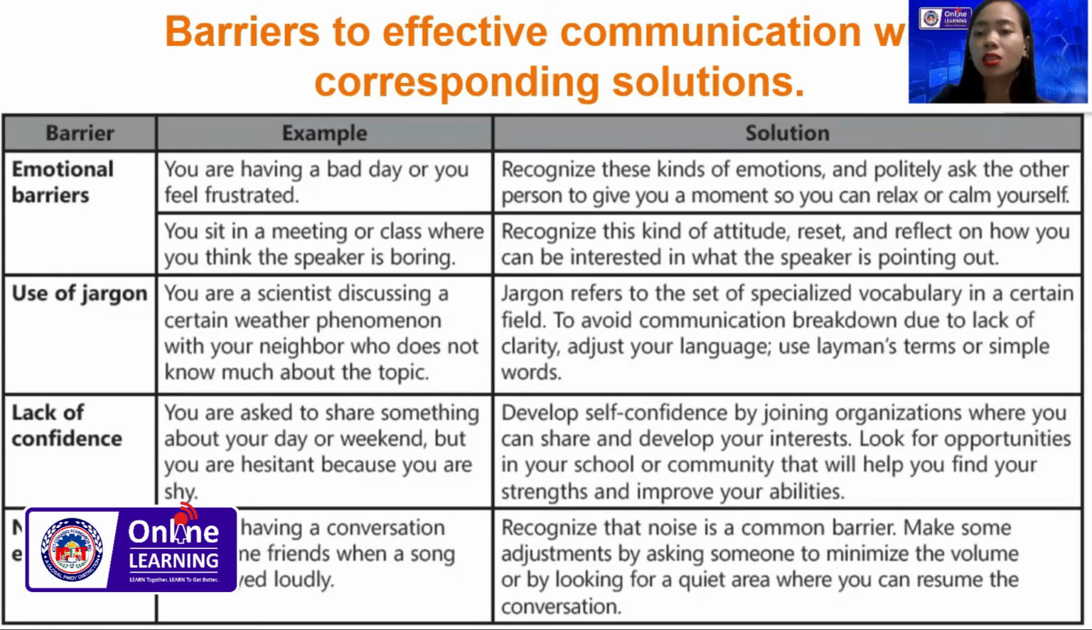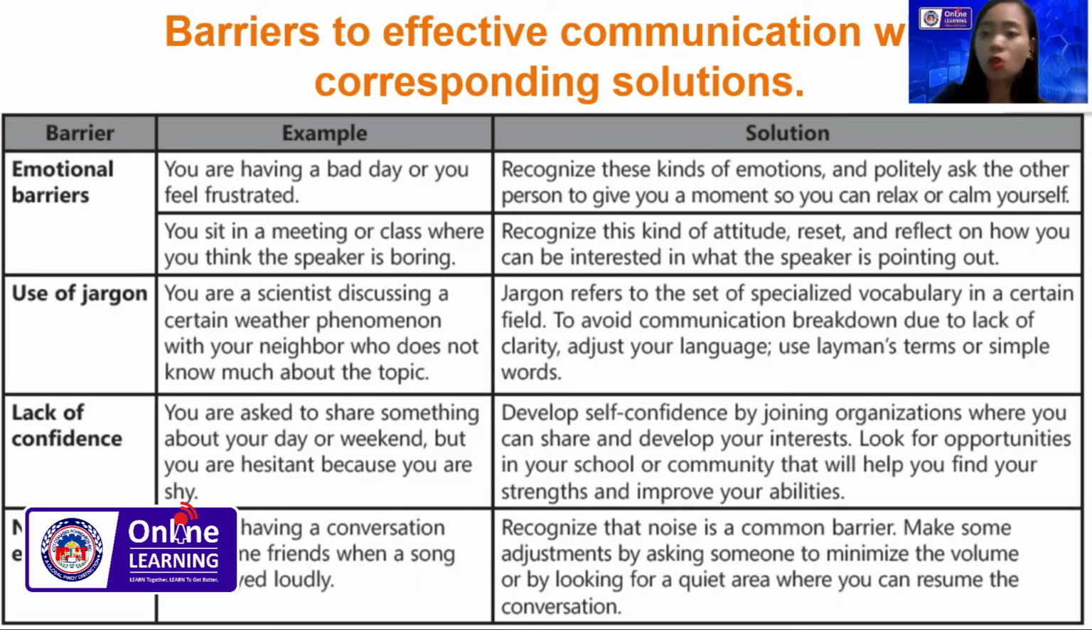So recognize that noise is a common barrier. So make some adjustments by asking someone to minimize the volume or by looking for a quiet area where you can resume the conversation. So again, when it comes to noisy environment, that's already there. Okay, we cannot predict that, okay? Because noise is actually everywhere. And so the best thing that you can do is for you to adjust, okay? So again, these are the barriers to effective communication with corresponding solutions.